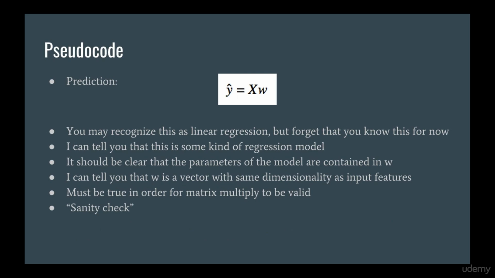It should be clear from this equation that the parameters of the model are contained in this vector of weights w. I would probably also tell you that w is a vector that's the same size as the number of features in X. Of course, this must be true in order for the matrix multiply to be valid. This acts as kind of a sanity check so you can make sure everything is making sense.